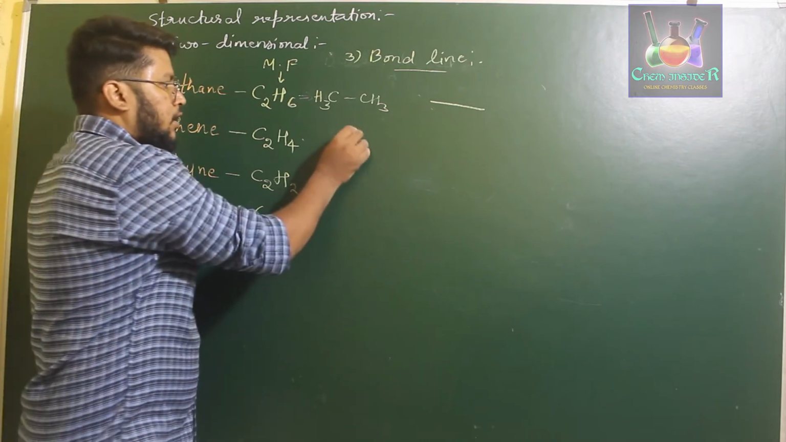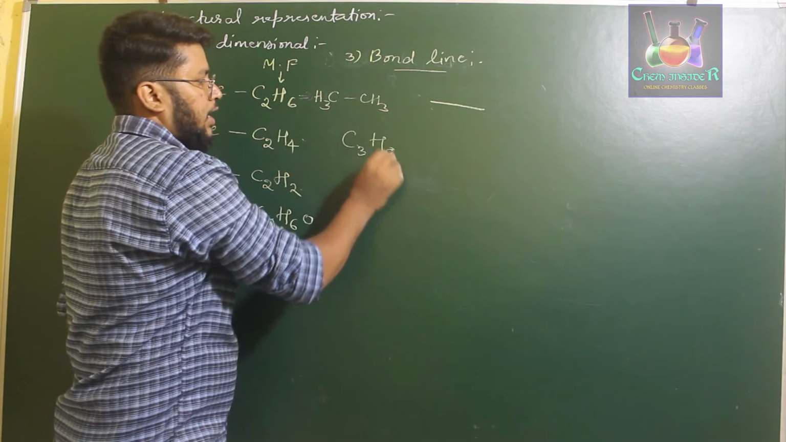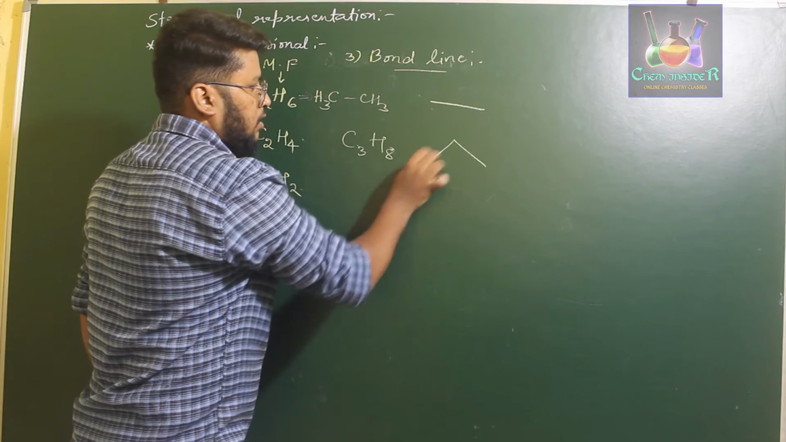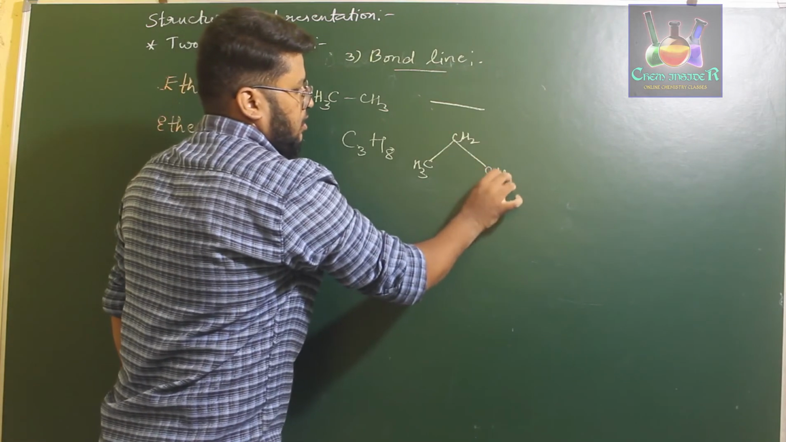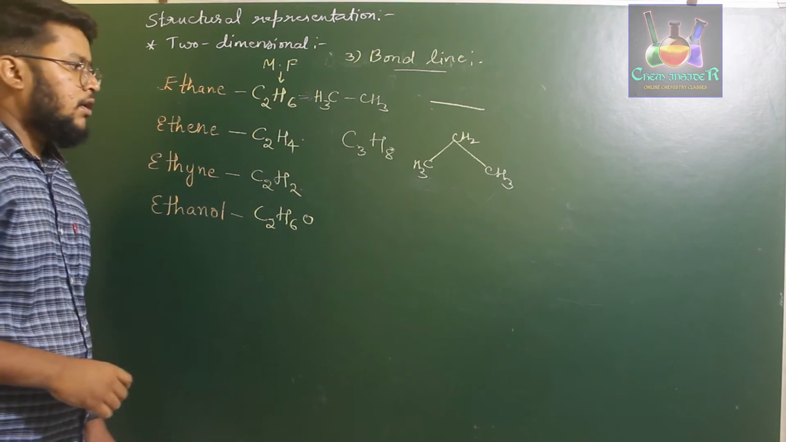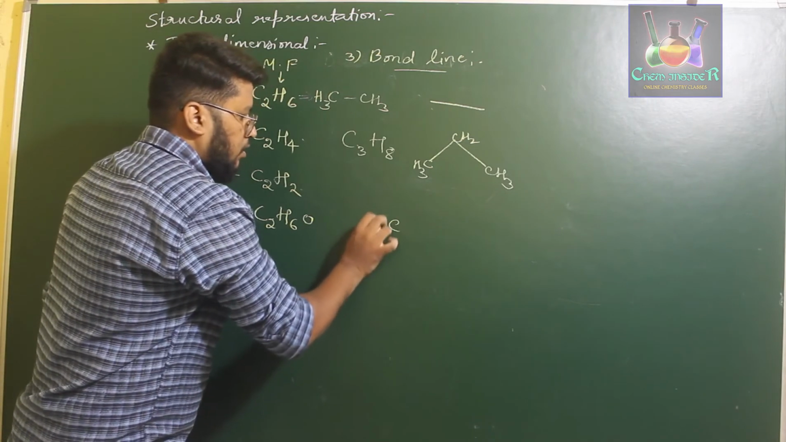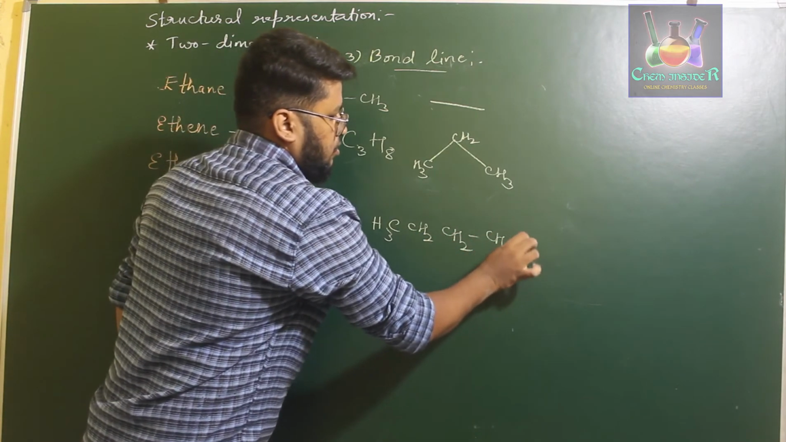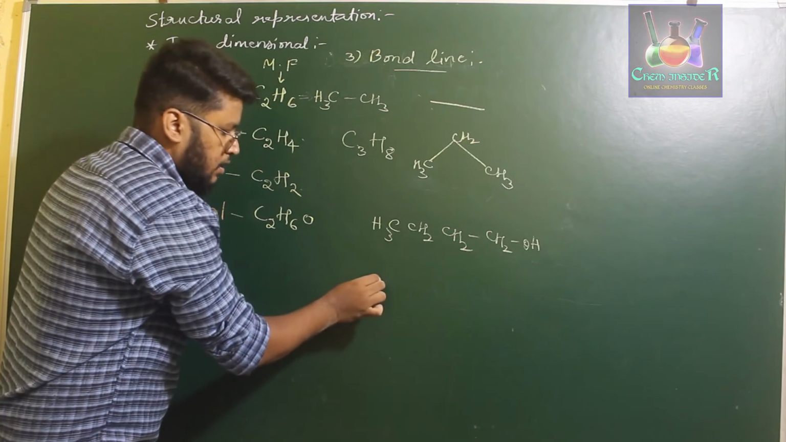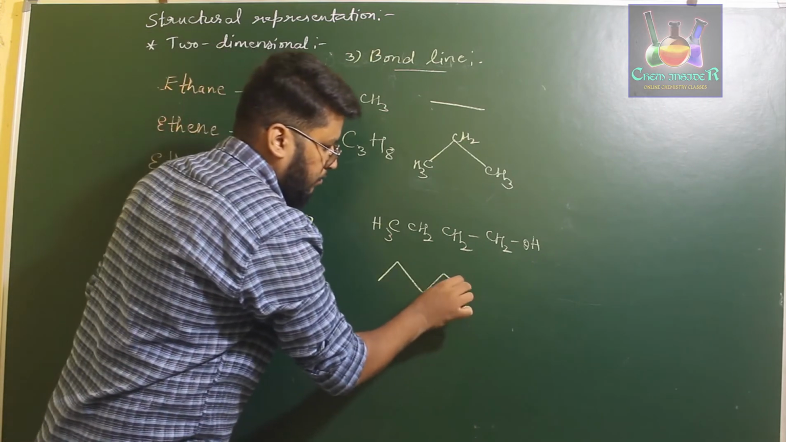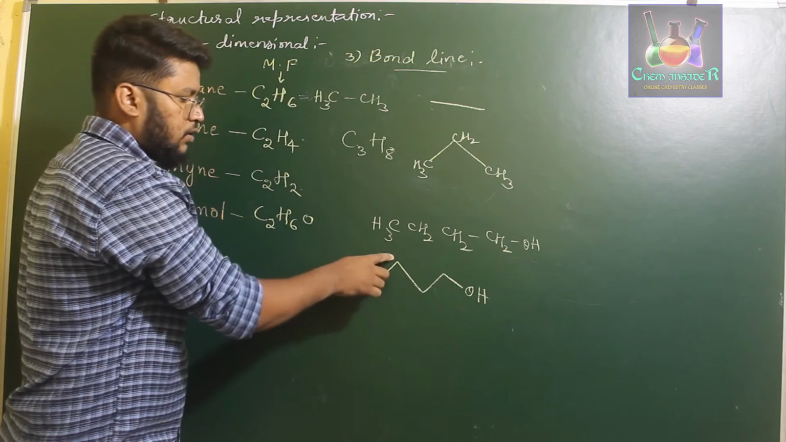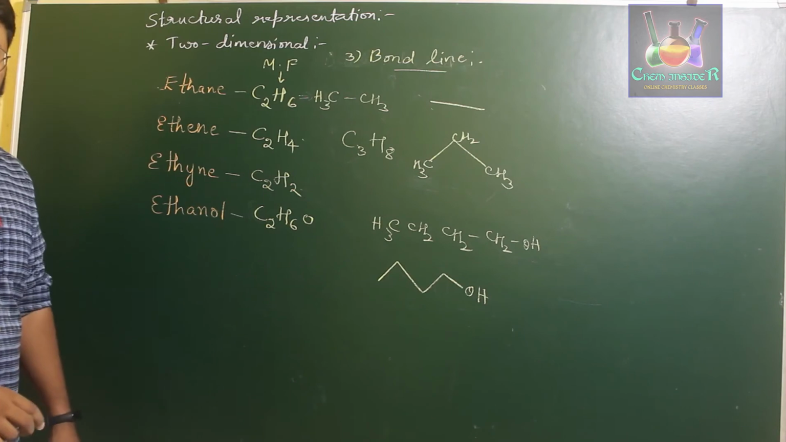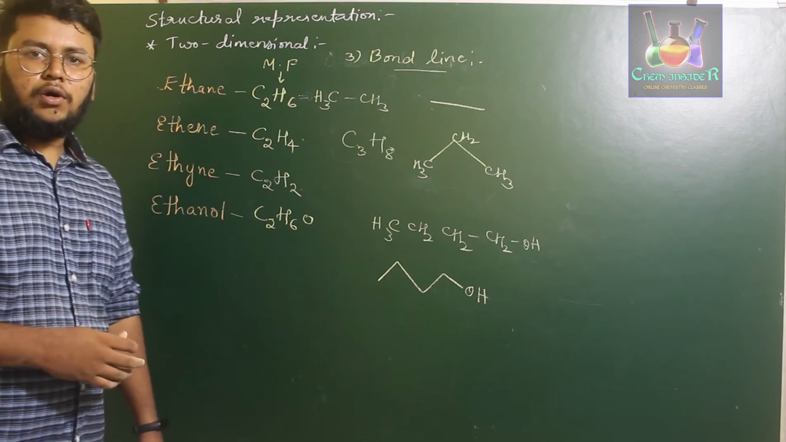For example, if you consider a molecule C3H8, this can be represented like this, where we have a CH3 group here, a CH2 group here, and a CH3 here. Next, if you have to consider a molecule of type CH3, CH2, CH2, CH2OH, this can be denoted as 1, 2, 3, 4 with an OH group. So this is how you represent the bond line structure of certain organic compounds.